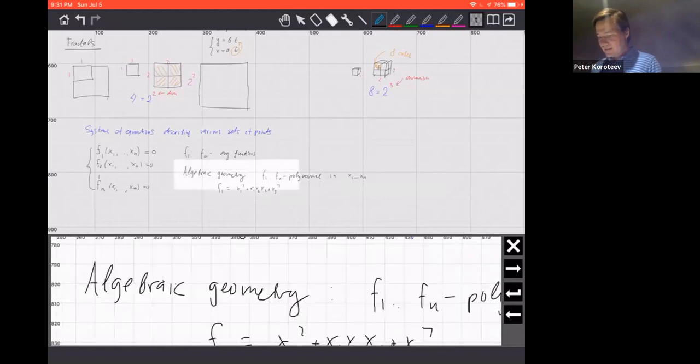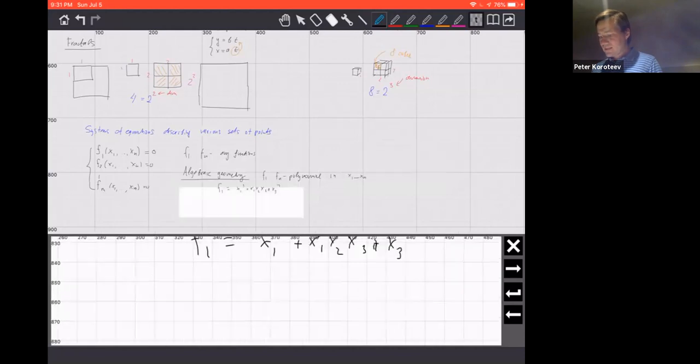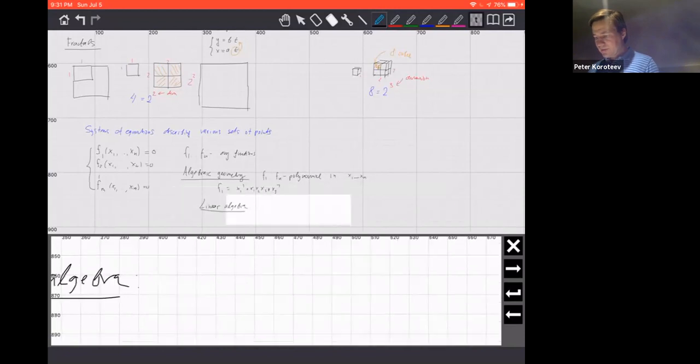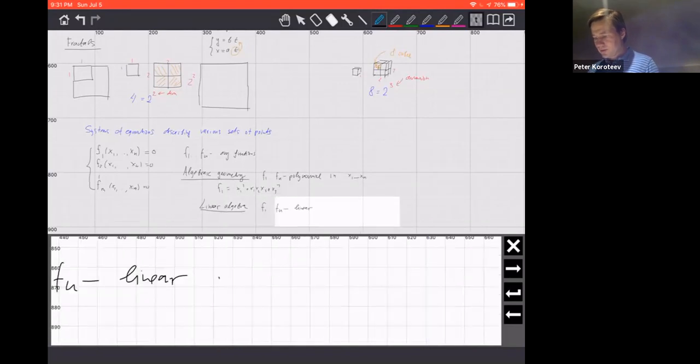So this is a more complicated story, and what we're going to do, we will talk about linear functions. A very important class of examples is linear functions. So linear functions appear in linear algebra, which is what we're going to talk about. These functions are linear in x1 through xn.